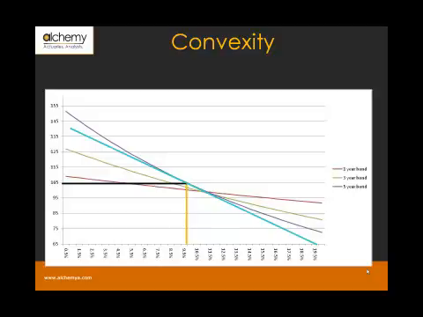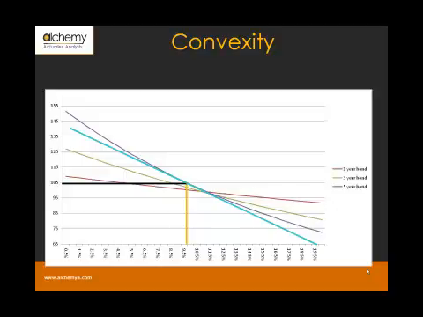So the tool that we use to offset this error, the correction that we have to use side by side with duration, is called convexity. One way of looking at convexity is that it's a second order term that we can use to estimate the change in the price of the bond.